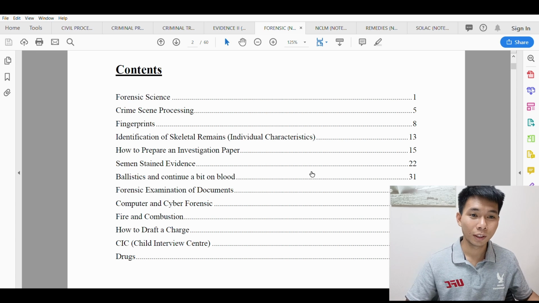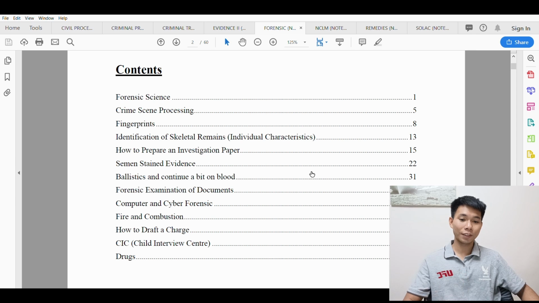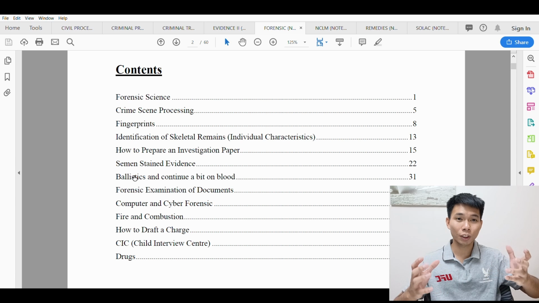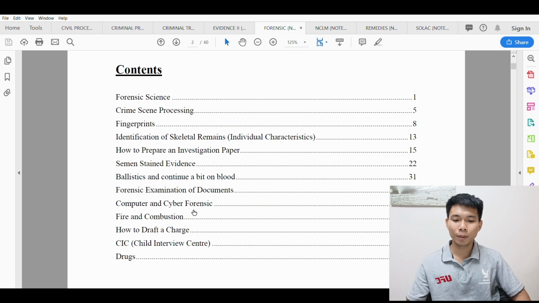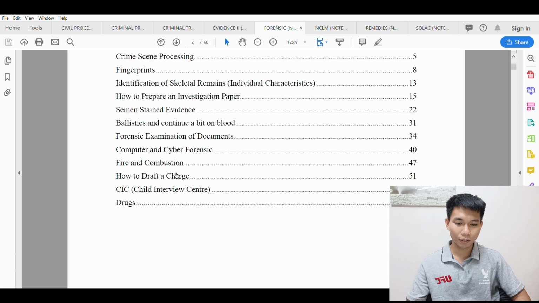It's about how the forensic experts collect evidence and determine things such as fingerprints, how the forensic people identify skeletal remains, to prepare an investigation paper, conduct experiments on semen, study ballistics and the splashes or splotches of blood, evidence through computer and cyber forensics, even through fire and combustion, and you will also be exposed to how you are going to draft a charge. And lastly, forensic for drugs as well.